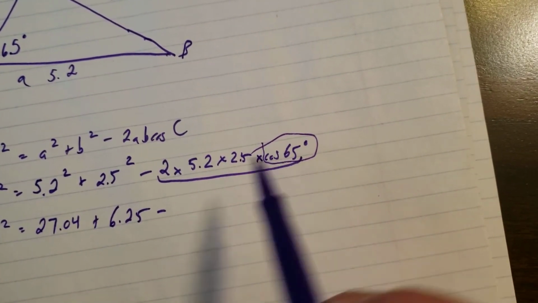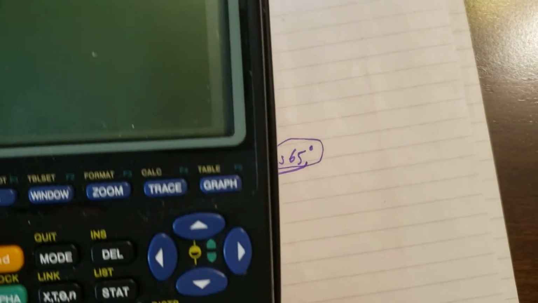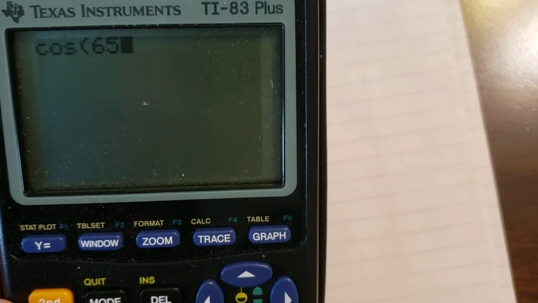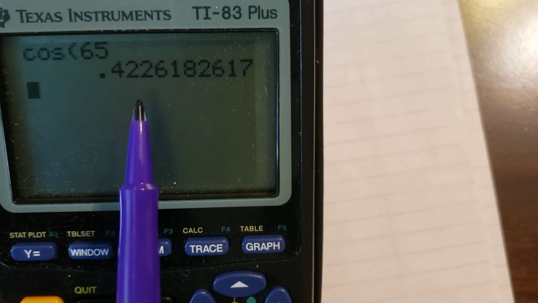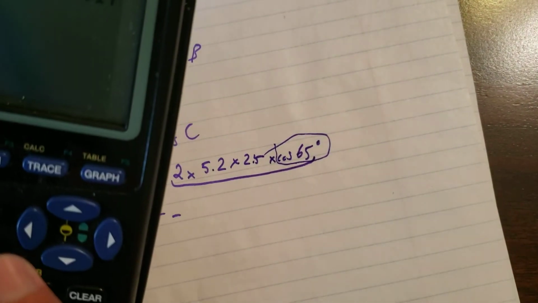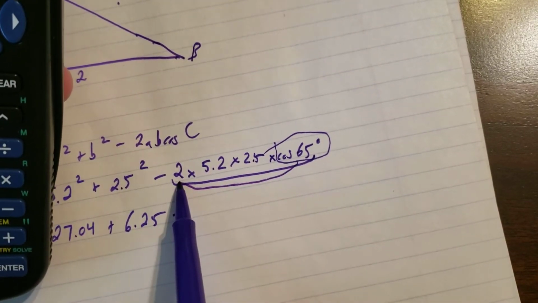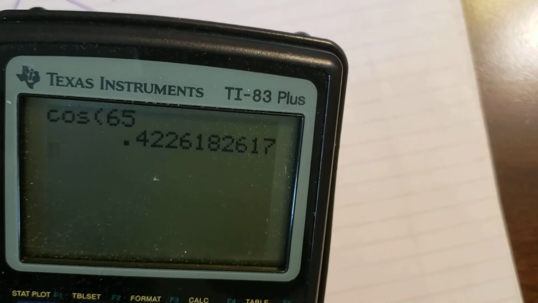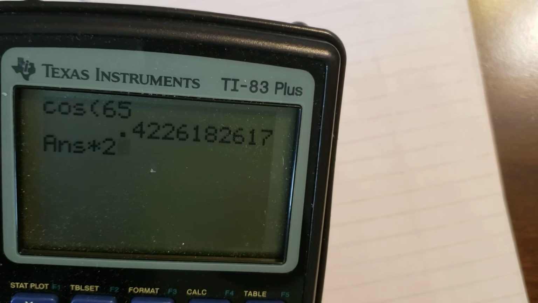So I'm going to find the cosine of 65 degrees. To do that, I can just press cos and type in 65, and press enter. So it's that number there. I'm actually not even going to write that number down. I'm going to leave it in my calculator. It's 0.4226, etc. I'm going to go back to the beginning now and multiply it by 2. My calculator actually remembers this last number and just takes it and multiplies it by 2.